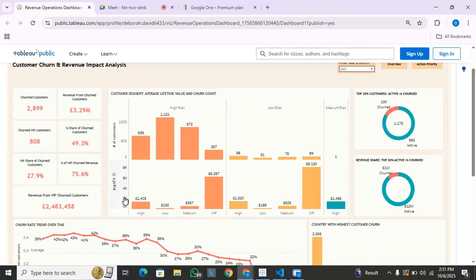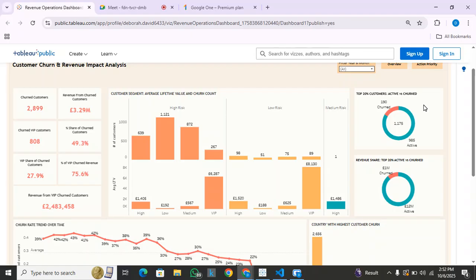And then the average lifetime value of these customers, that's the values segment, is all of these. So VIP in the high risk and VIP in the low risk has higher average lifetime value. This one customer actually has a high lifetime value.